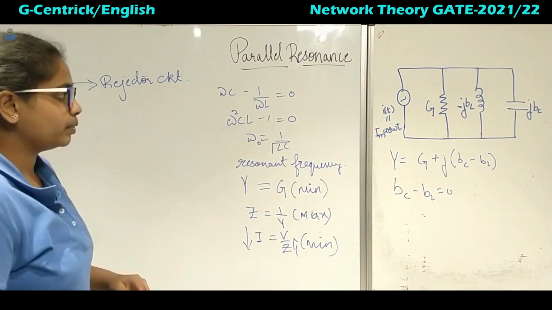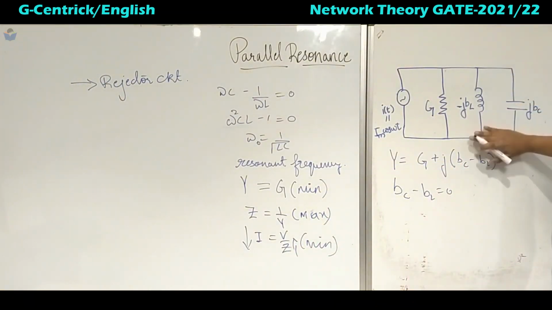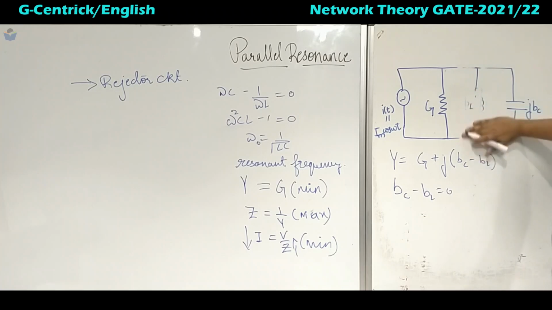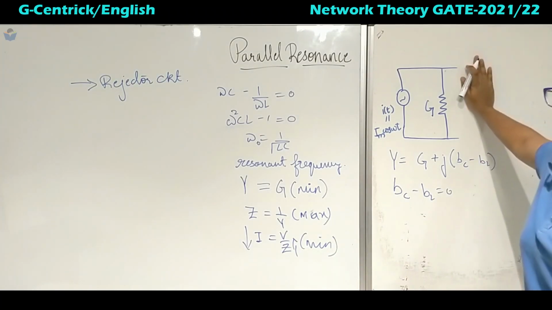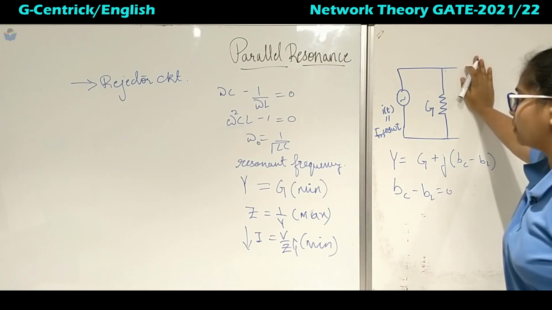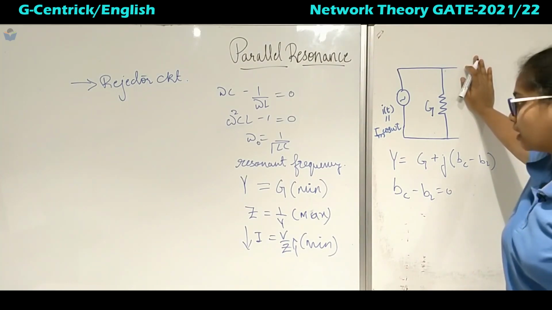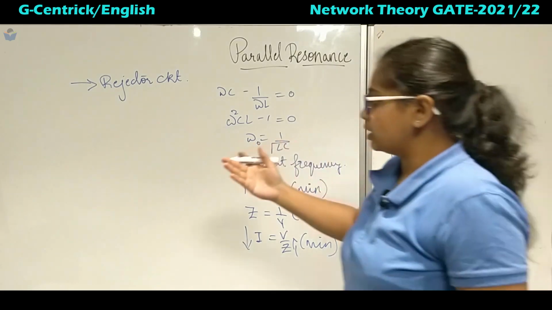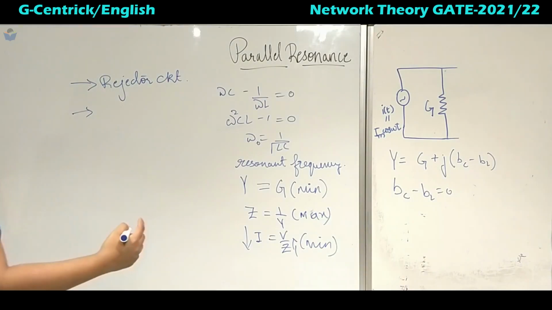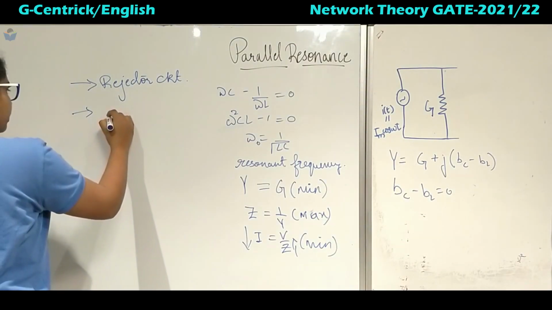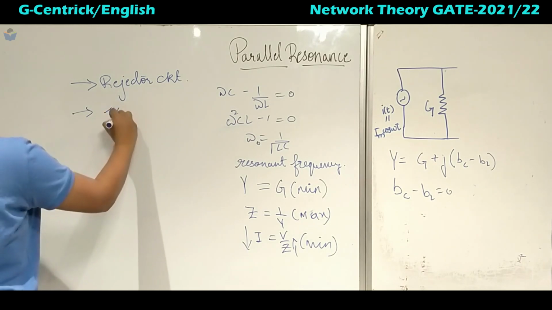Now when the current is minimum, this whole thing will be an open circuit. In the series case it was a short circuit. Since the current is minimum, the resistance will be high, so that will be an open circuit. One more property is that for the parallel resonance condition, BL and BC will behave like an open circuit.